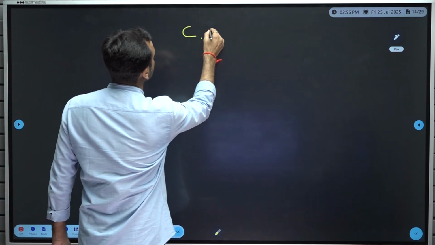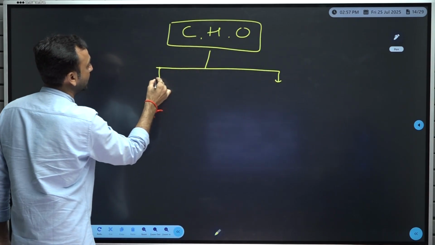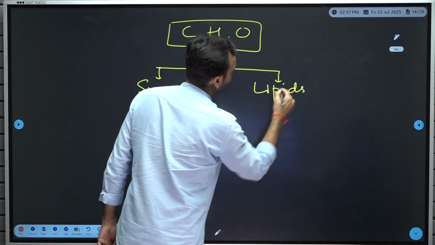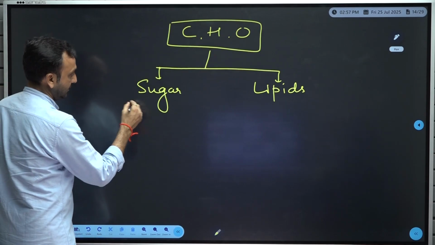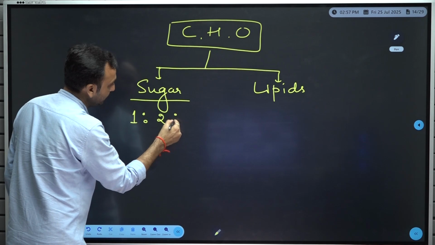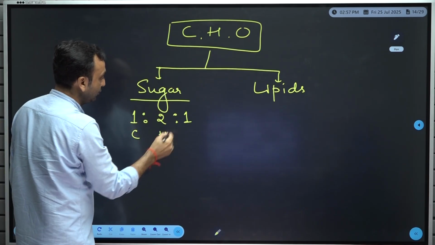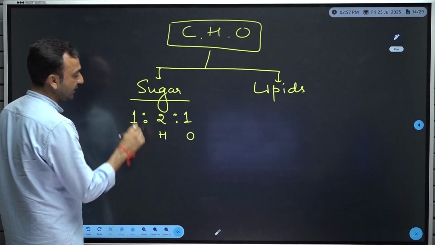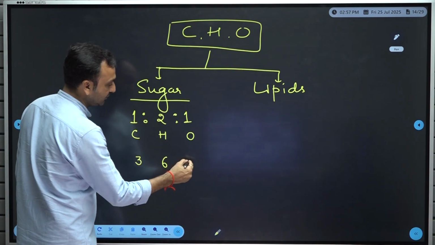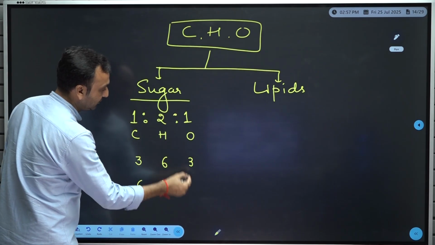Okay. Carbon, hydrogen, oxygen containing, there are two types of substances. One is sugar, one is lipids. For sugar, the ratio of carbon, hydrogen, oxygen is always 1:2:1. Carbon 1, hydrogen 2 and oxygen 1. So say for example a sugar has 3 carbon, then its hydrogen must be 6 and oxygen must be 3. If it is 6, it must be 12, it must be 6.